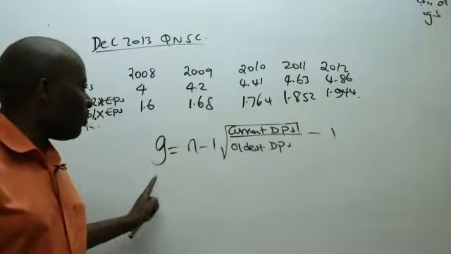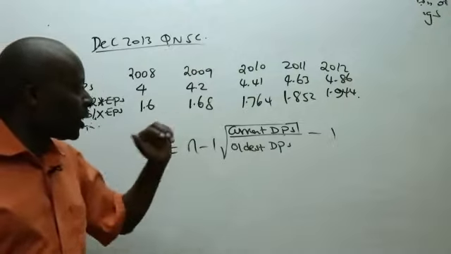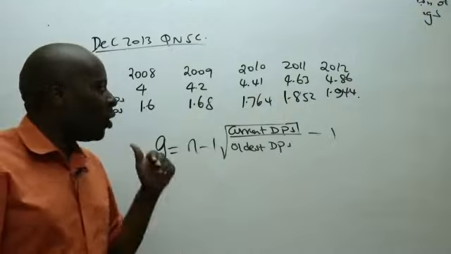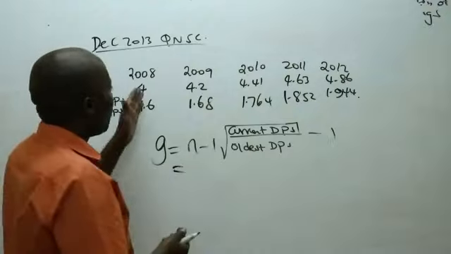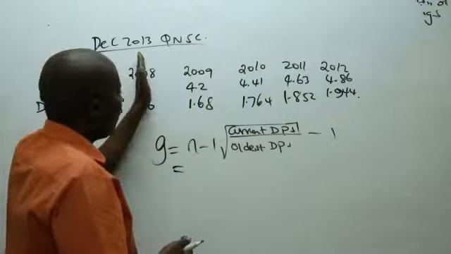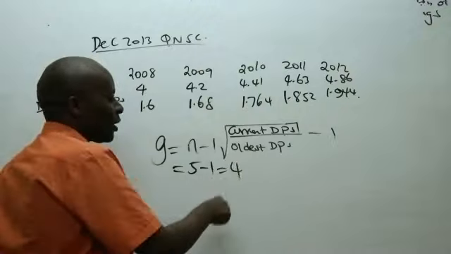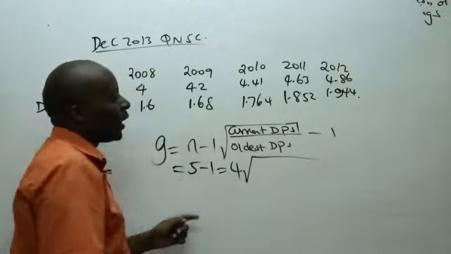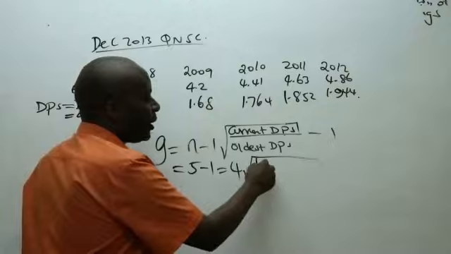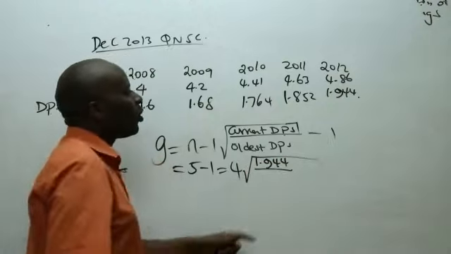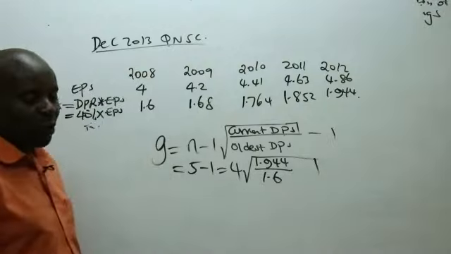So this is a very important formula which we shall be using whenever we have got a multiplicity of dividends per share. In this case, N stands for number of years. You count the number of years we have. How many do we have? 1, 2, 3, 4, 5. So our N is 5. So 5 minus 1 gives us 4. So this will be the fourth root of the current, the most current dividend, which is 1.944, all over the oldest dividend, which is 1.6.